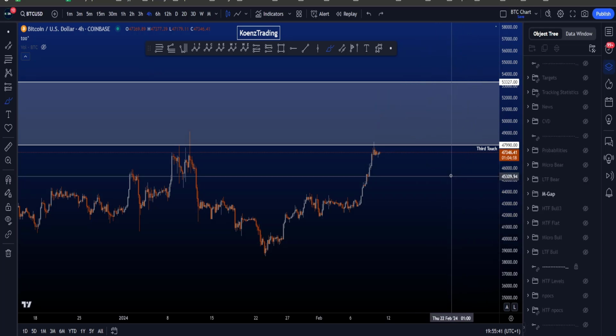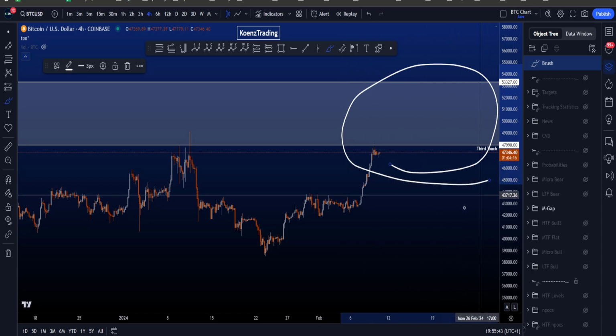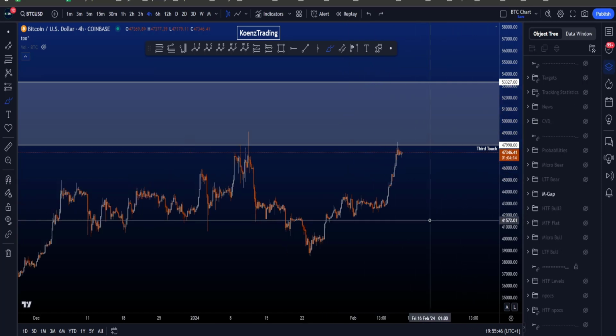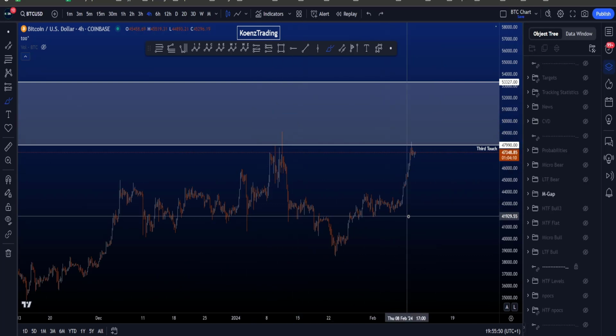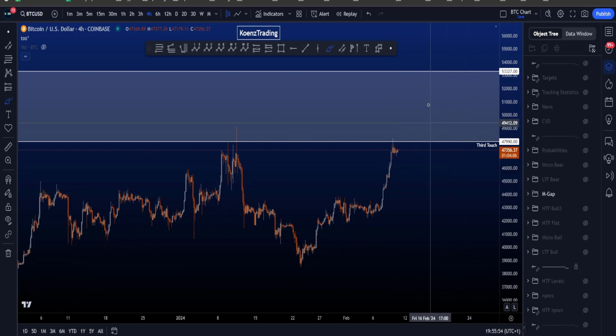One thing that I will be looking for, however, is for price to fill this monthly gap. On the monthly time frame, we have a very big gap, and this was the second touch of this gap, and now we hit the gap for the third time, increasing the probabilities to fill the gap towards the upside.